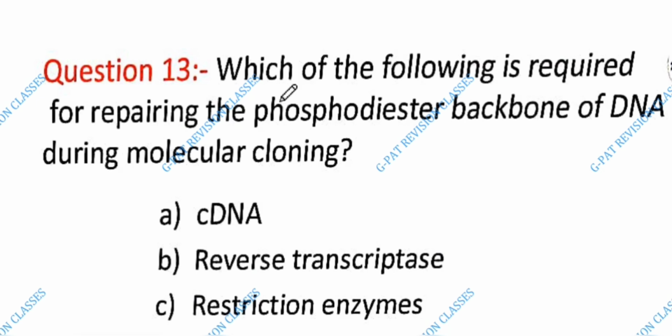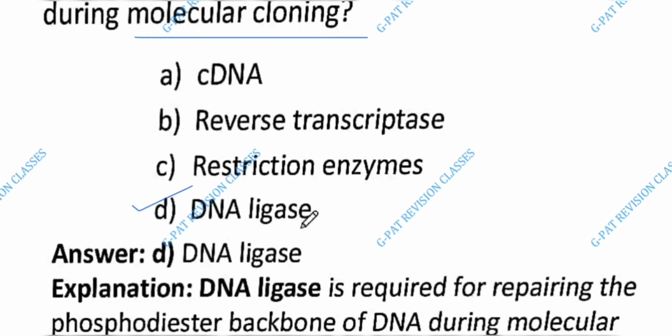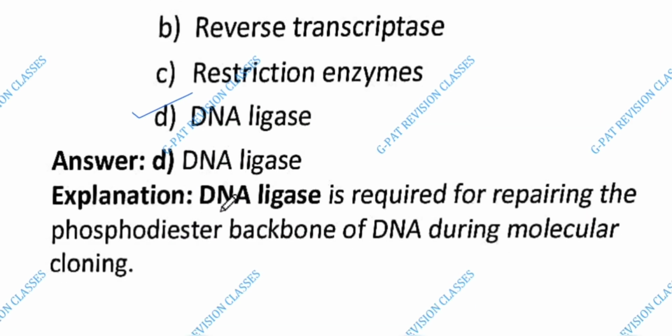Which of the following is required for repairing the phosphodiester backbone of a DNA during molecular cloning? The answer is D, DNA ligase. Explanation: DNA ligase is required for repairing the phosphodiester backbone of DNA during molecular cloning.